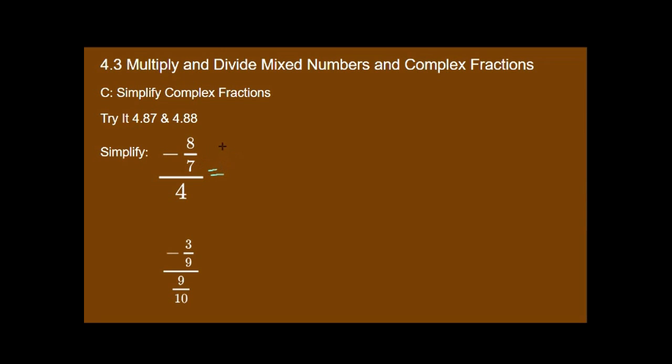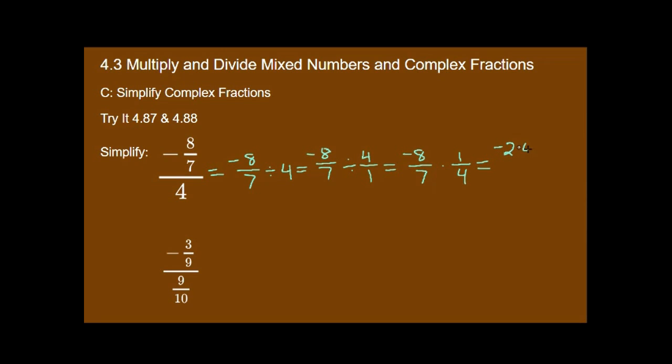So the first one I'm going to change into a division problem, negative 8/7 divided by 4. Now I want to change the 4 into a fraction, divided by 4/1. And then I have to make another change. I'm going to change the division problem into a multiplication problem by multiplying times the reciprocal. And then I could multiply straight across and then reduce, but I noticed that negative 8 is divisible by 4 and we have a 4 on the bottom. So I'm going to factor this out.